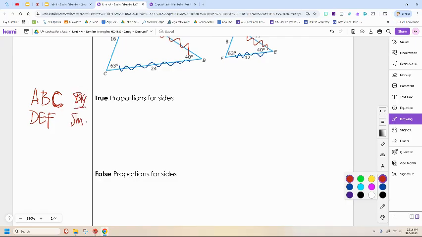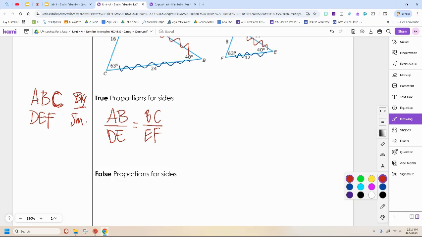Okay. So for example, we might have a proportion, and a proportion is usually just 2 ratios. So I might write down, instead of the 22, I might write down AB over DE. Is that a ratio of sides? Yep. And then next to that, I might do BC over EF.